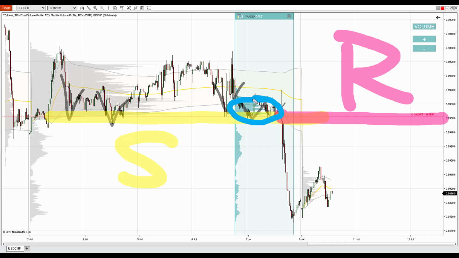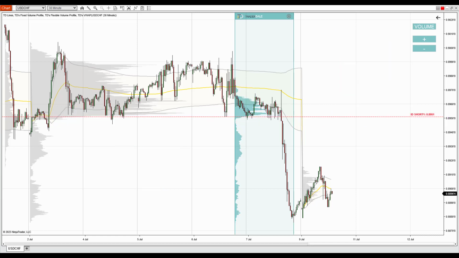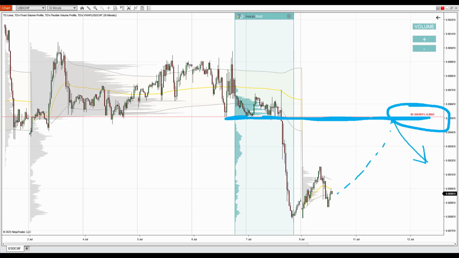That's the volume accumulation setup. All right, so we have two trading setups confirming each other, and the beginning of that resistance is at 0.8951. So what we need to do now is just wait for that pullback and take it from there.